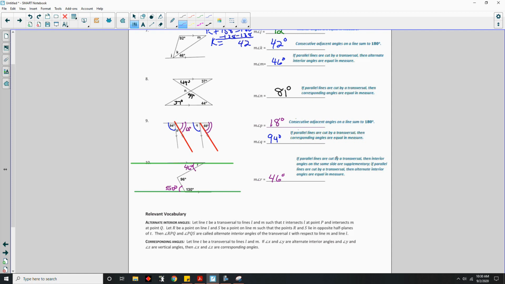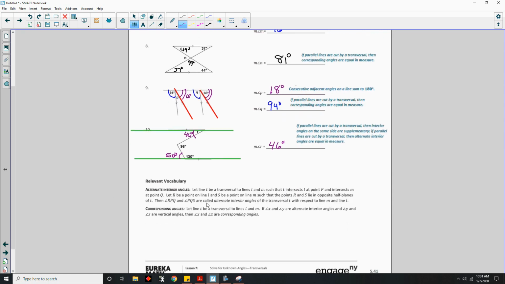Reason: if parallel lines are cut by a transversal, then interior angles on the same side are supplementary. If parallel lines are cut by a transversal, then alternate interior angles are equal in measure. Okay, so they extended this transversal and they did a whole bunch of work, but I'm showing you a shortcut. Linear pairs to get this one, and then this angle plus this angle equals that angle, all because it forms all those triangles, okay? All right, so relevant vocabulary are alternate interior angles and corresponding angles. Read those, review them, learn them, know them, love them.